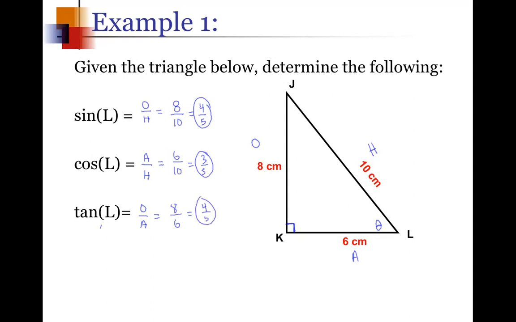Maybe you even remember going a step further, that tangent is just the sine over the cosine. Maybe you remember that, right? Because if I just did 4/5 divided by 3/5, what can you do instead of dividing by a fraction? Multiply by the reciprocal. Those will cancel, and look at that, you'll get 4/3.